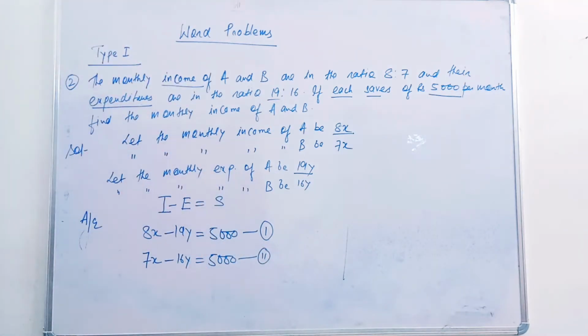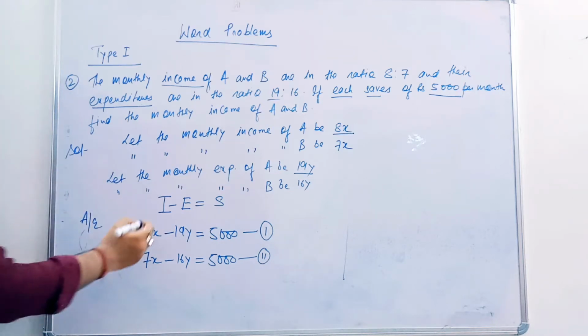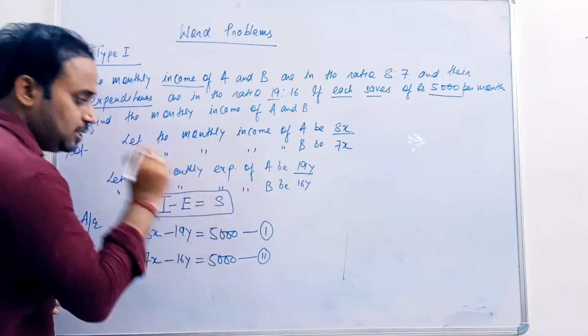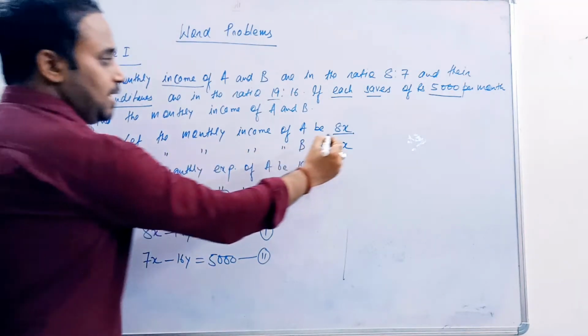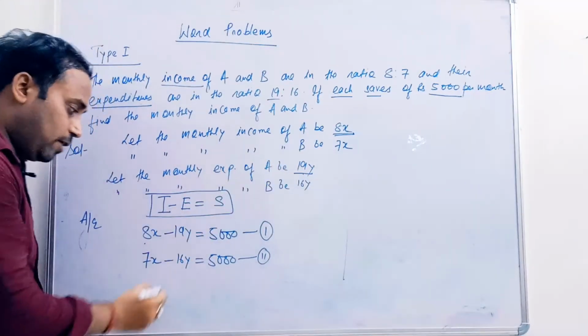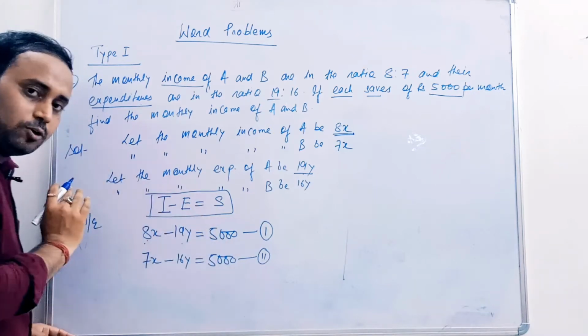Clear? I hope up to this stage is clear. See how we write the equation. I repeat once again. We know this formula, always remember: income minus expenditure is equal to saving. So A's income is 8x, A's expenditure is 19y, and if income minus expenditure gives saving, saving is 5,000 rupees.